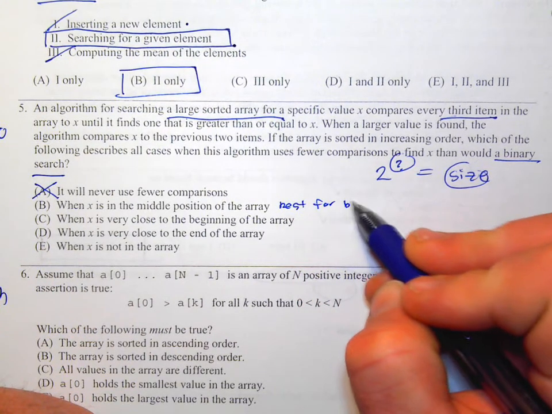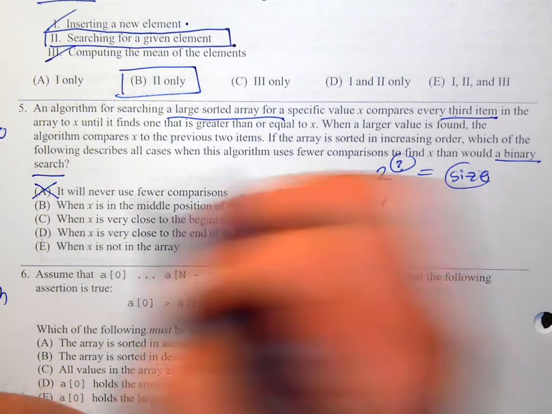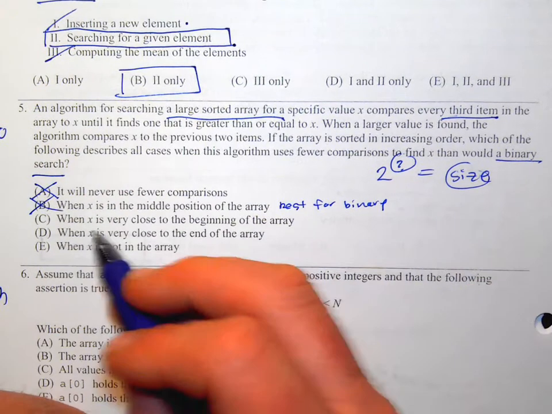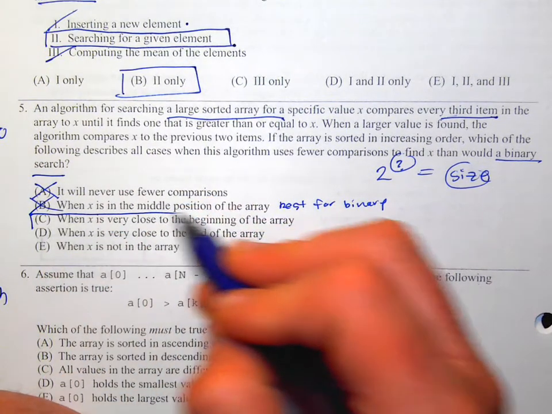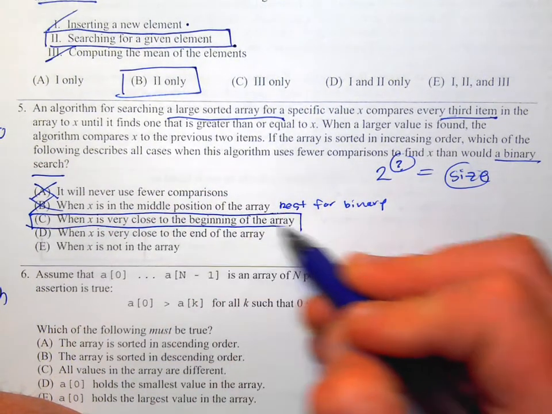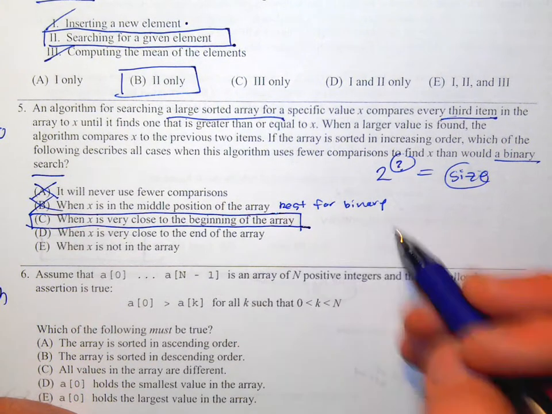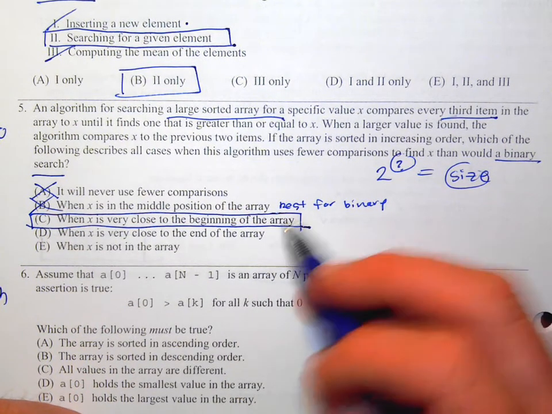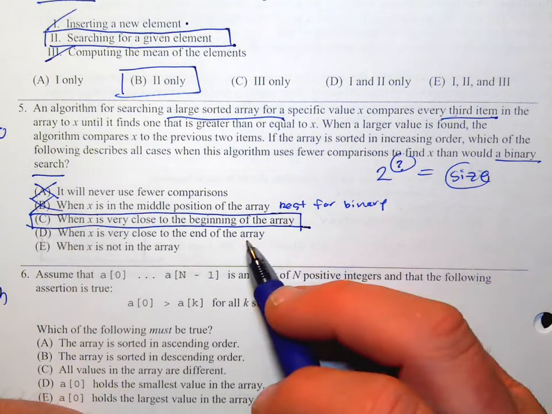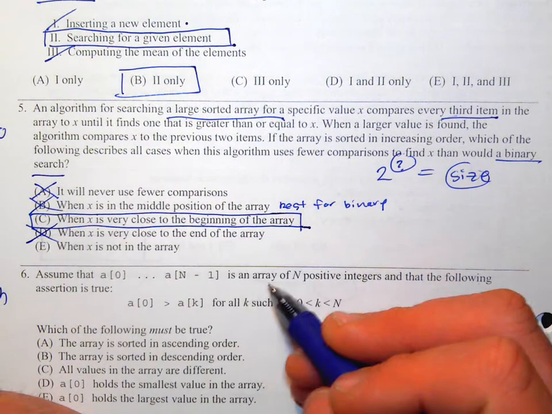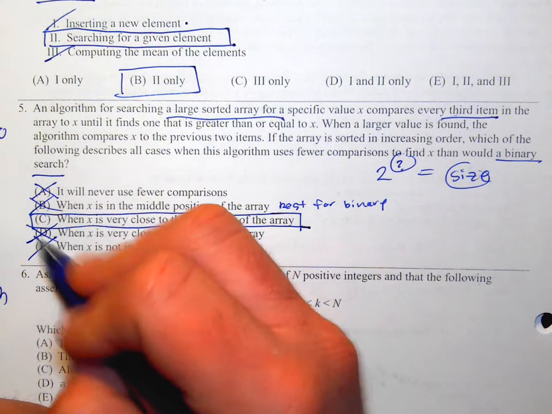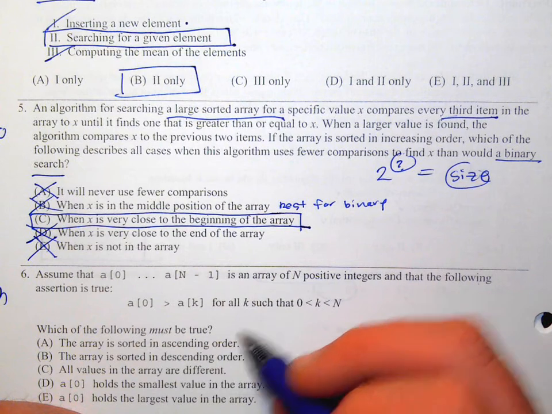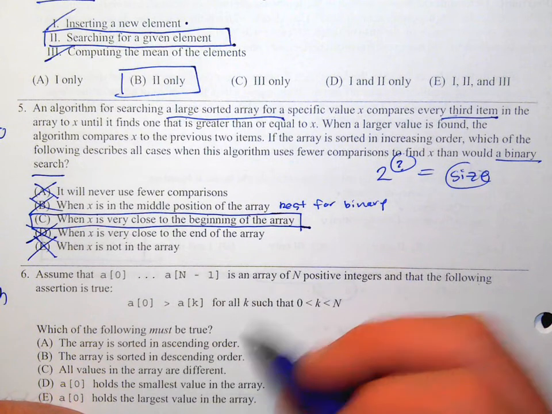This is actually the best case for binary. Binary finds it the first time. X is very close to the beginning. Yes, because we'll find it sooner if it's near the beginning. Binary could end up doing its worst case scenario potentially. X is at the end. No, binary is going to probably win. X is not in the array. No, binary is going to win in that case. So, C.